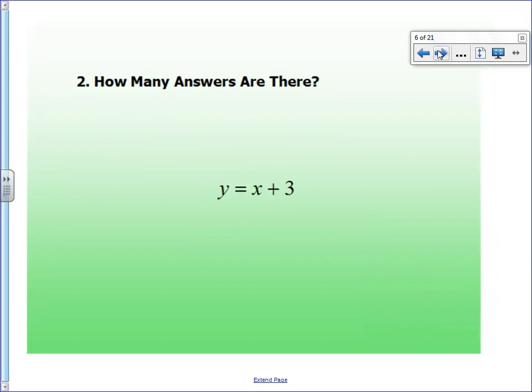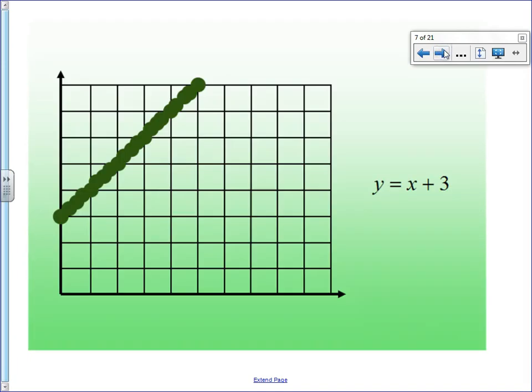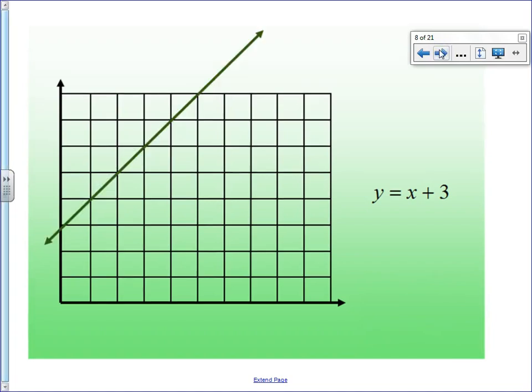Next, we talked about an equation y equals x plus 3. Well, I could say, if x is 0, my y value would be 3. But if x were 1, it would change. My y value would be 4. If x were 2, my y value would be 5, and so on. And so we represent that by just plotting all those points on a graph, and then we'll find that we have an infinite number of points, and we just change that into a solid line to represent the infinite number of solutions.